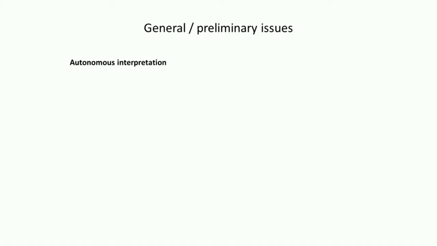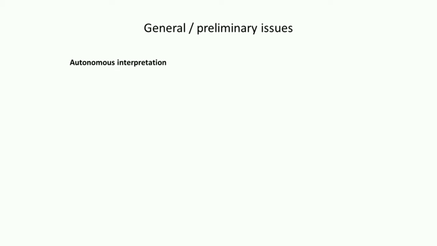These are very specific consumer-related ones, which are fairly easy to look at, but you will never get to these if you don't sort out the general preliminary matters, which are not consumer-related, but they are a necessary first step before establishing consumer jurisdiction. What are these matters? First one is autonomous interpretation.